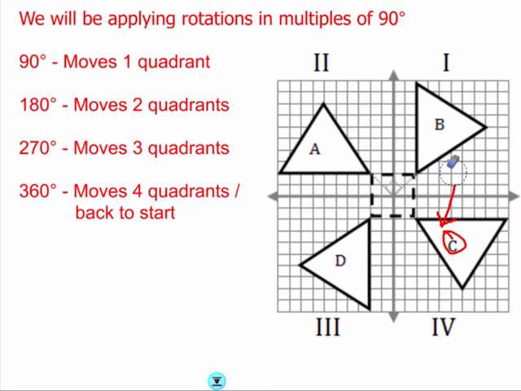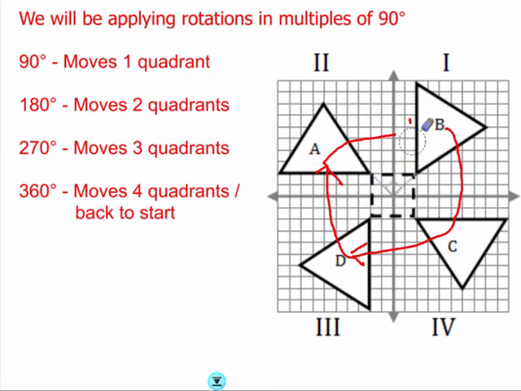Similarly, 180 degrees, well, 180 is just 2 times 90, so that moves you 2 quadrants. So you go 1, 2 quadrants, and if you go 180 degrees clockwise from triangle B, you end up at triangle D. And finally, if you do 270 degrees, well, that's 3 rotations. And now we end up from B to A. And then 360, well, that's 4 quadrants, or really that's just back to start. Right? So that's how the degrees work.